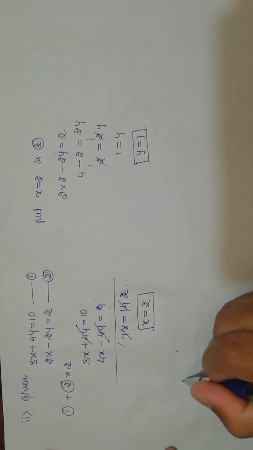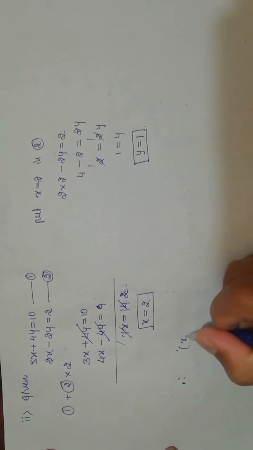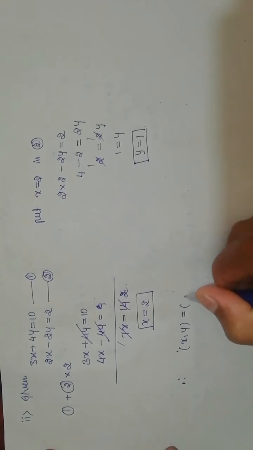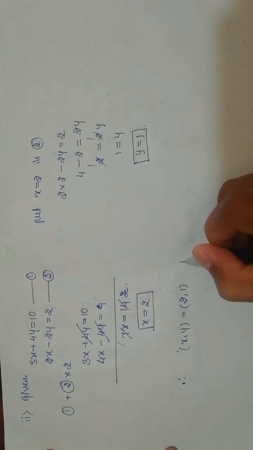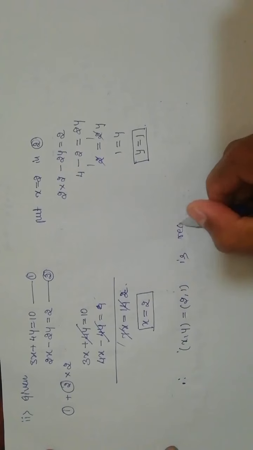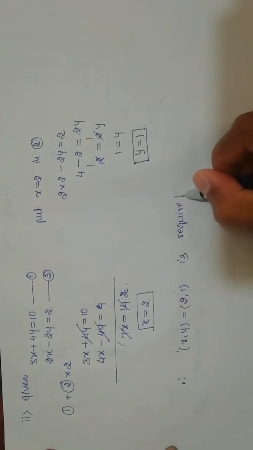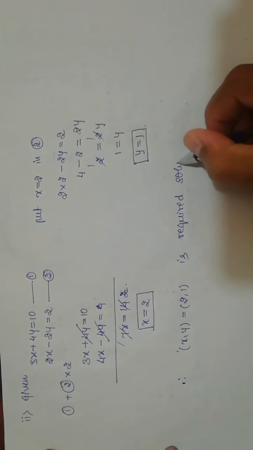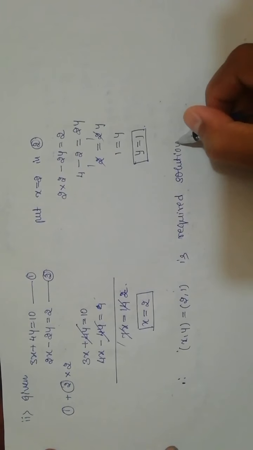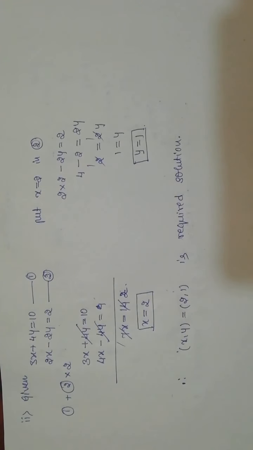Then finally you can write the conclusion: therefore x comma y is equal to 2 comma 1 is the required solution. Is it clear? Okay, so now we have got the solution for this one as 2 comma 1.